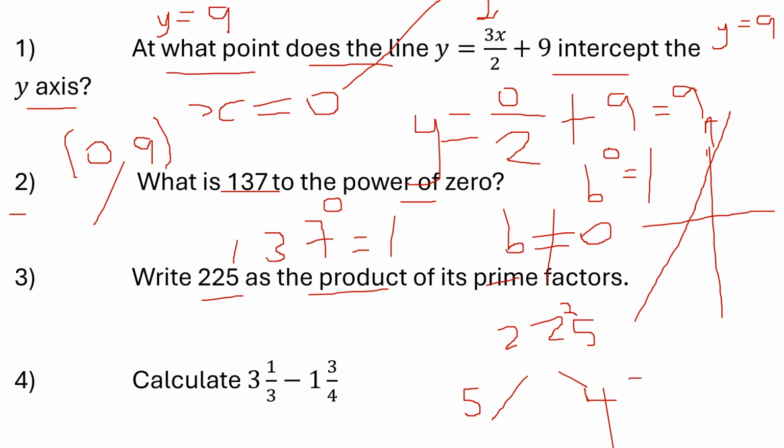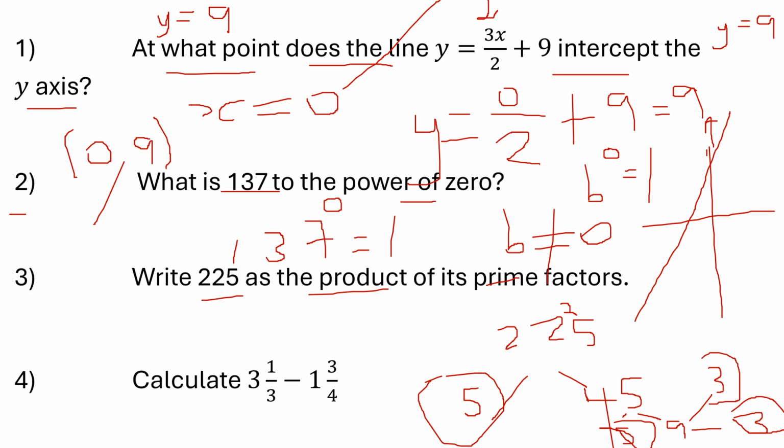5 into 225 goes 45 times. Circle the 5 because that's prime. Sorry, I've not got much space here. 45 is 9 times 5. Again, circle the 5 because it's prime. 9 is equal to 3 and 3. So 225, guys, is equal to 3 times 3 times 5 times 5, or I can write it as 3 squared times 5 squared.